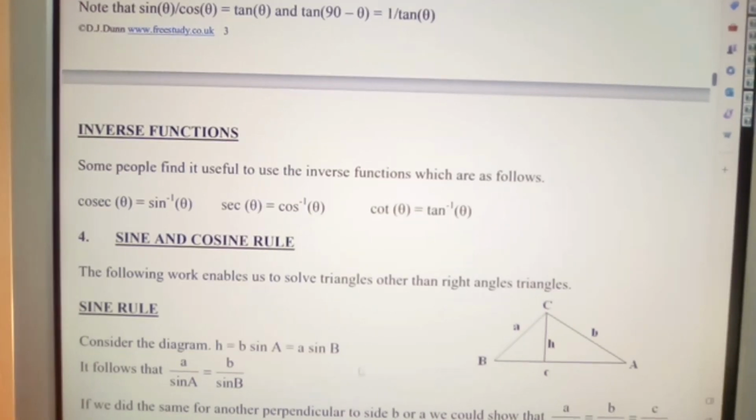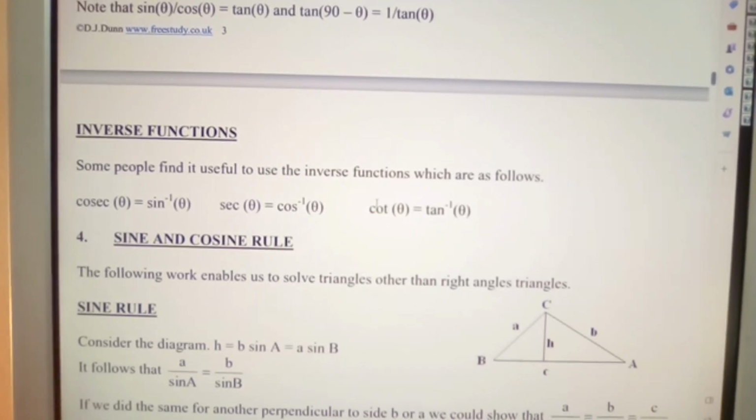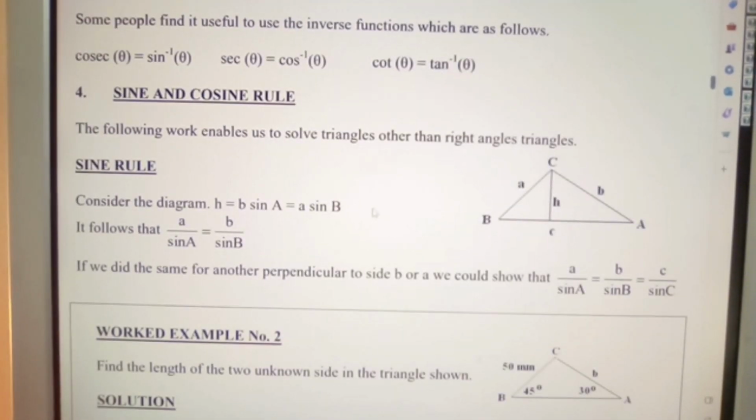Here we have the inverse function. Now I'm not going to go over this, cosec, etc. This is for you to become familiar with, and you should already know a lot of this yourselves. Okay, sine and cosine rule.